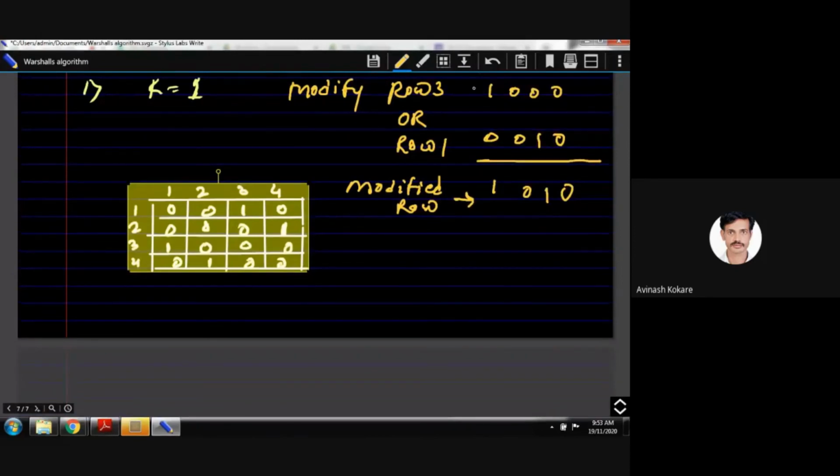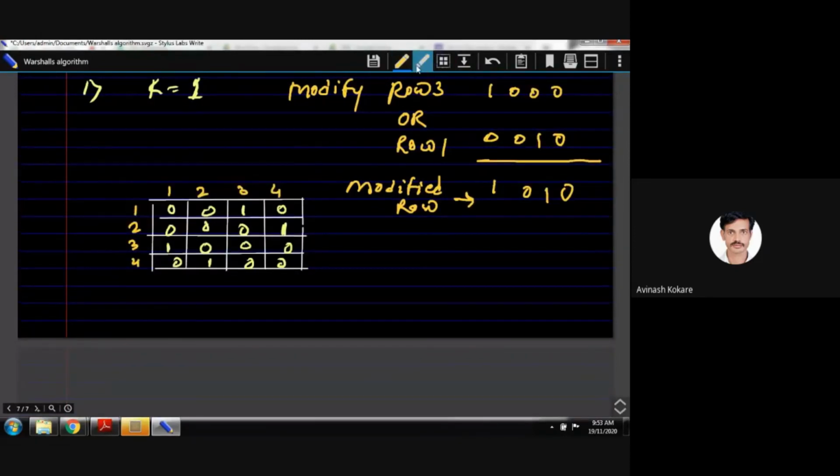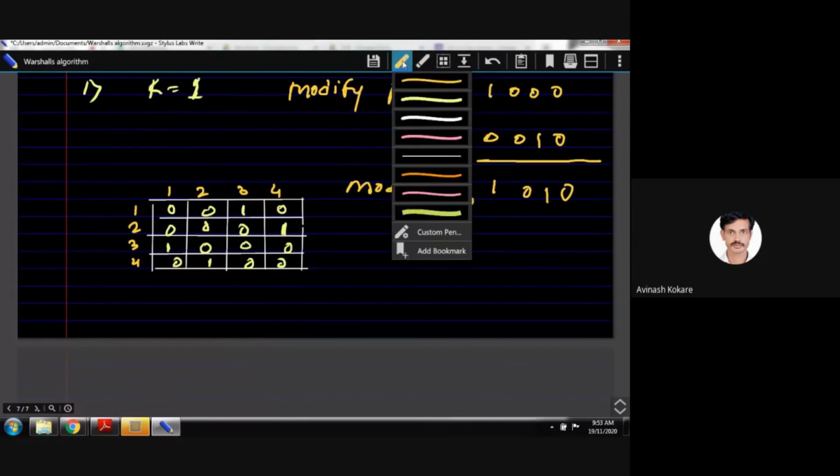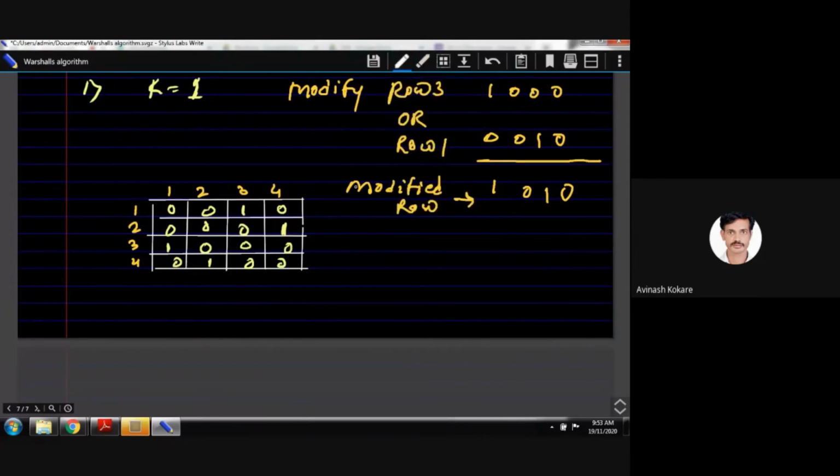Which row do you have to modify? You have to modify row number 1. So let us modify this row number 1. Sorry, you have to modify row number 3, because row number 3 is containing 1 in the first column. So row number 3 will get modified. So let us try to modify row number 3.